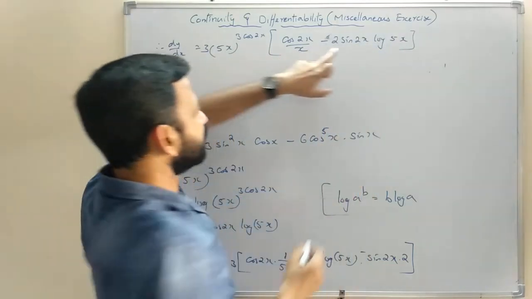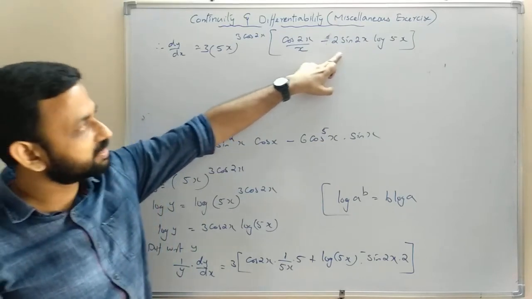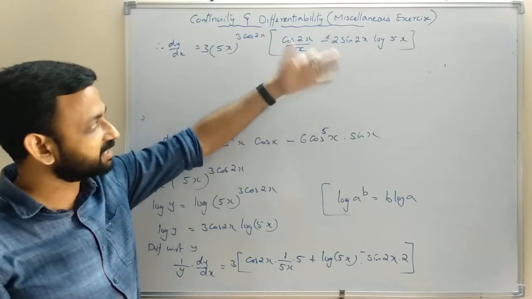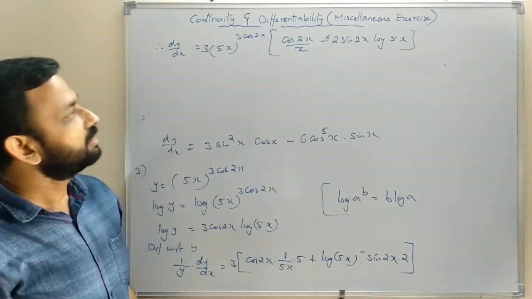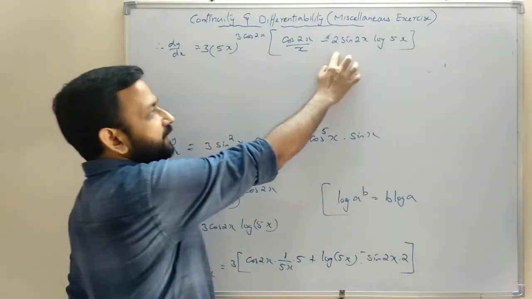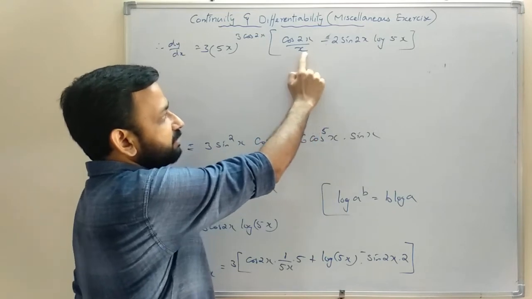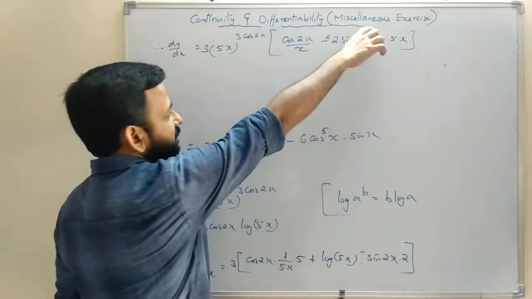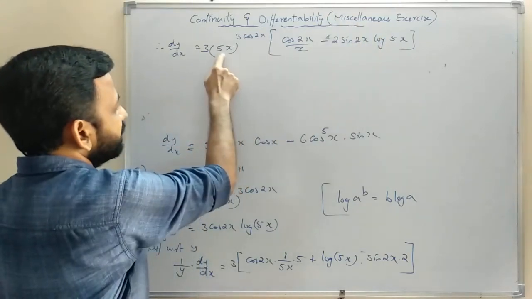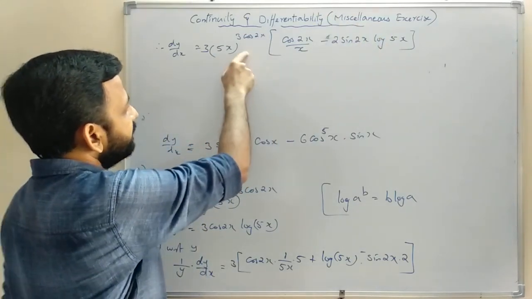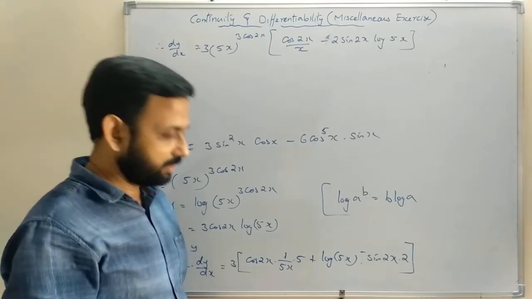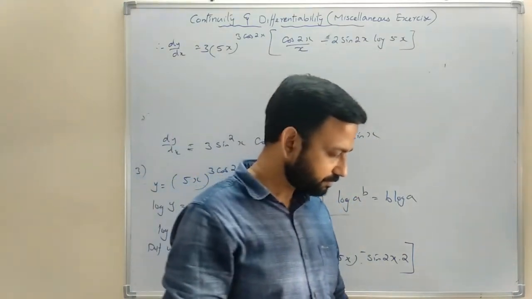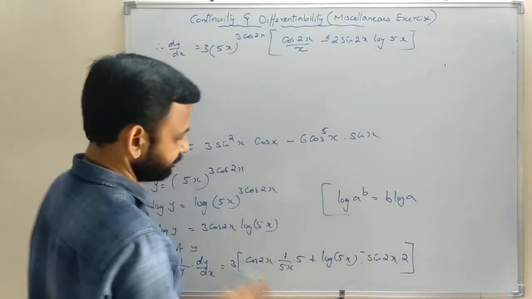If you want, we can simplify this one. We can take LCM here, common denominator x, so that x and this one can be combined. The back side answer we need to check, so you check your answer, then we can simplify. So that is the third question.